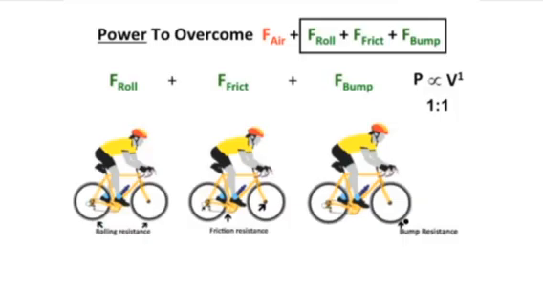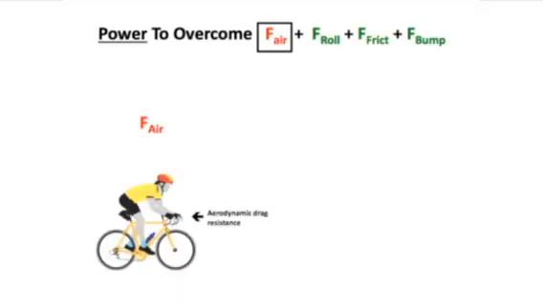If I go 50% faster on my bike, I have to expend 50% more power to overcome those three forms of resistance. Now, aerodynamic drag is quite another animal. In the case of aerodynamic drag, the power to overcome aerodynamic drag is proportional to the velocity cubed. That makes an enormous difference when you're starting to go fast. It becomes increasingly difficult because the power needed to overcome aerodynamic drag goes up very sharply.